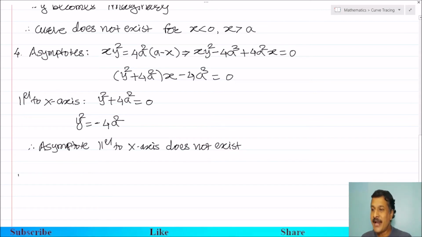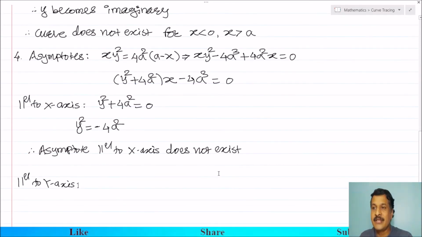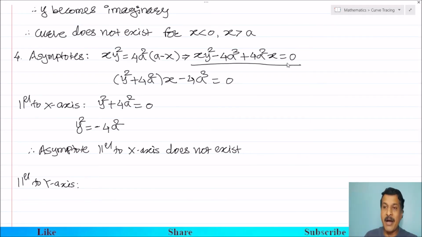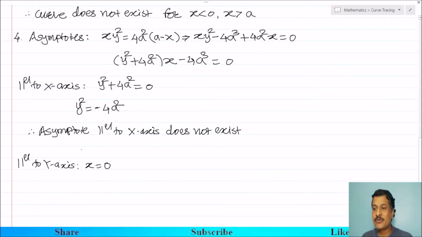Now what about parallel to y-axis? Again the same, that is, the coefficient of highest power in y equate to 0. So here, the equation we already solved. So here, highest power in y is y square. And what is the coefficient of y square? It is x. So here x equal to 0. And it is valid because x equal to 0 is the equation of y-axis. So x equal to 0 is asymptote.